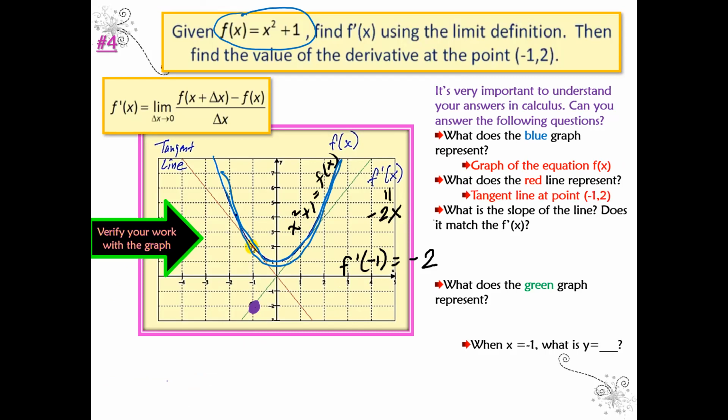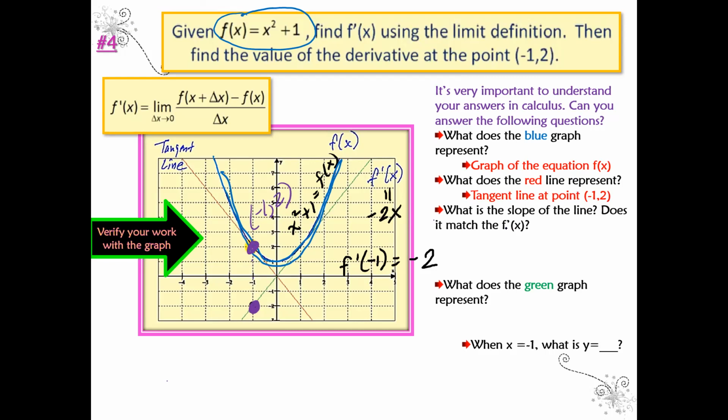The red line right here is going to represent the tangent line. The tangent line is going to have the point at -1, 2. So here's -1, 1, 2. There is your point. Okay, and there's your tangent line. What is the slope of the line? Does it match f prime of x?